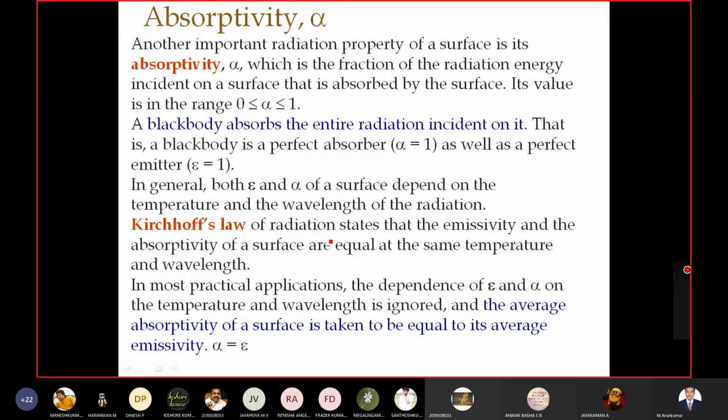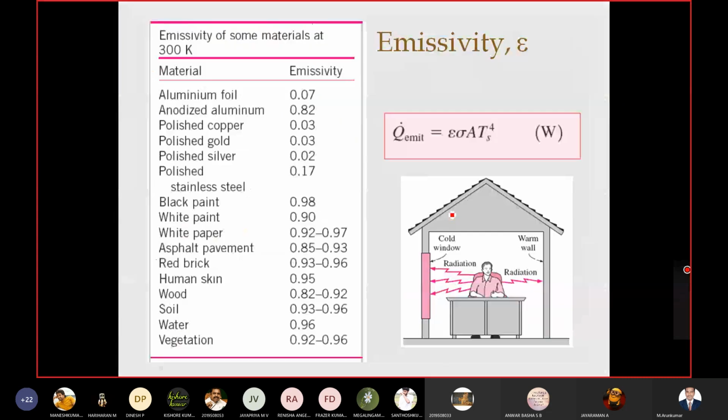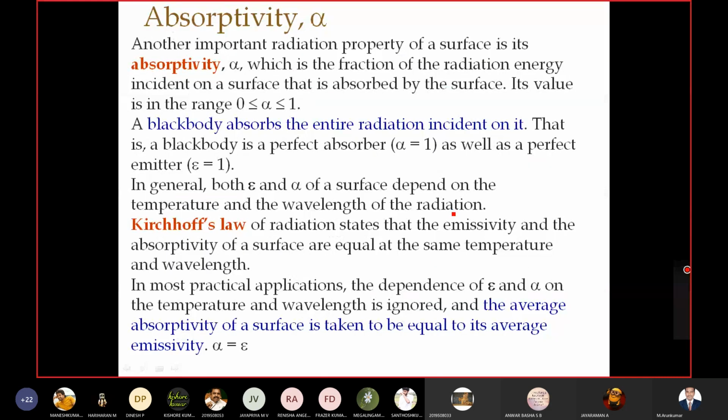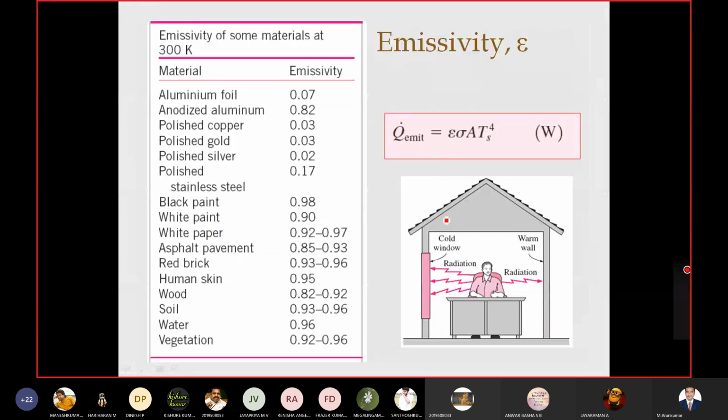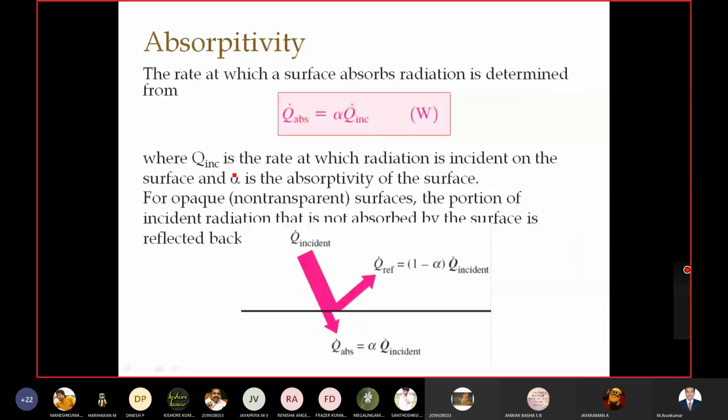Then the rate at which the surface absorbs radiation is determined from Q dot absorbed, which equals alpha times Q dot incident. Here Q dot is the rate at which radiation is incident on the surface, and alpha is the absorptivity of the surface.